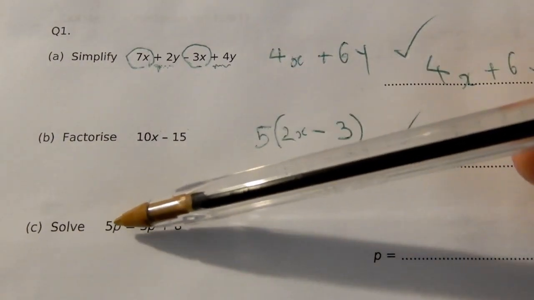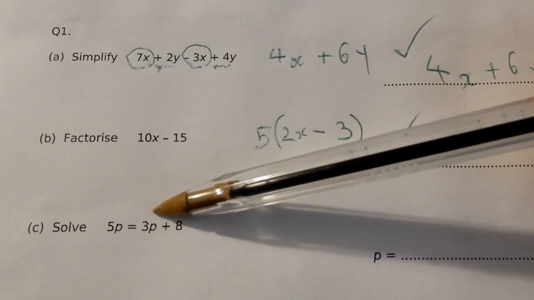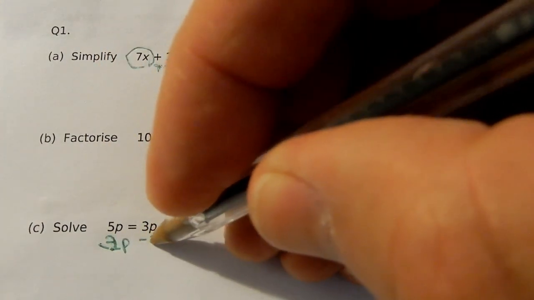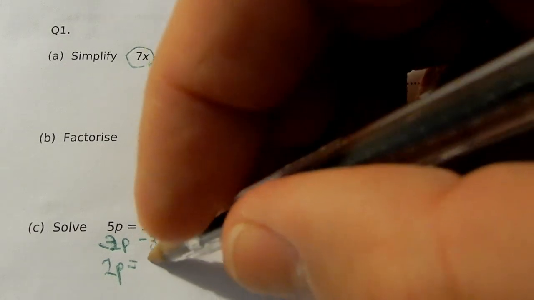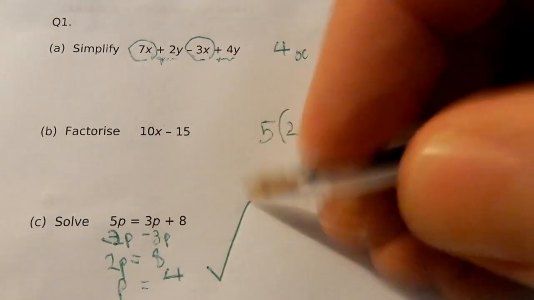Solve. 5 peanuts equals the same cost as 3 peanuts and 8 euros. Okay, so I'm gonna eat 2 of the peanuts from here. No, 3 of them. And eat 3 of the peanuts from here to keep the equals equal. So that leaves me with 2 peanuts equals 8. So a peanut equals 4. Peanuts are 4 each. Excellent. Ba-ching.